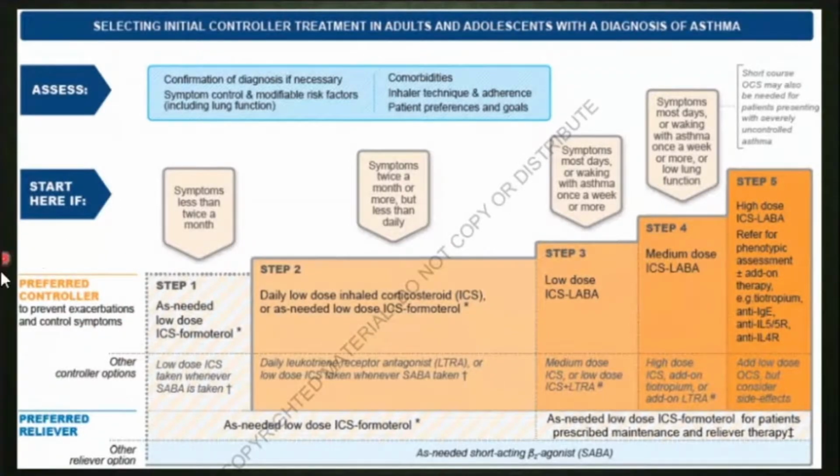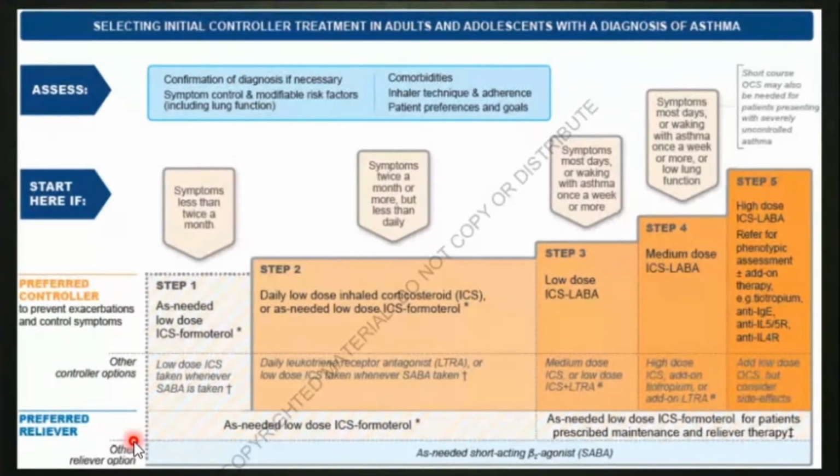You have your preferred controller medication as needed low dose ICS-formoterol or ICS-LABA. Now what is mentioned here is as needed short-acting beta agonist, SABA, as your preferred reliever medication. We are now starting to do away with that. In fact, most of the guidelines now have gone against using only SABA, that means only your salbutamol, as a reliever medication, because the underlying pathophysiology, like I said, of asthma is inflammation. But the manifestation of asthma is bronchospasm.